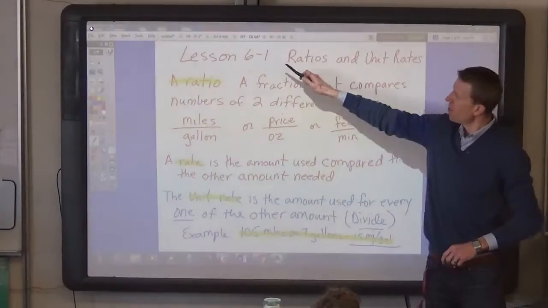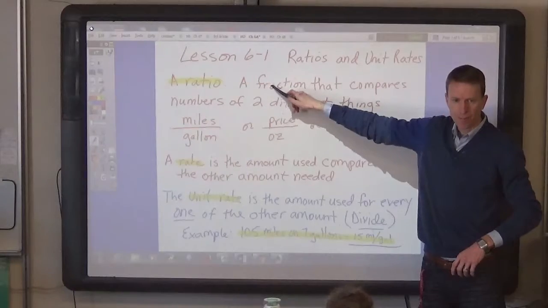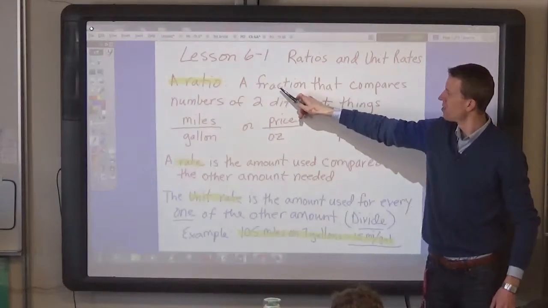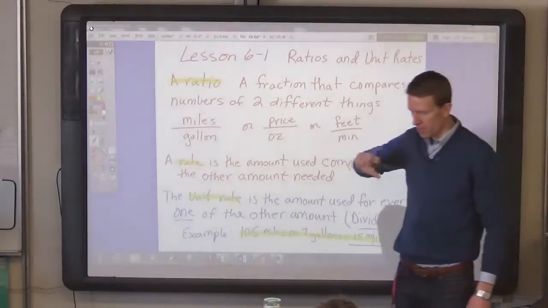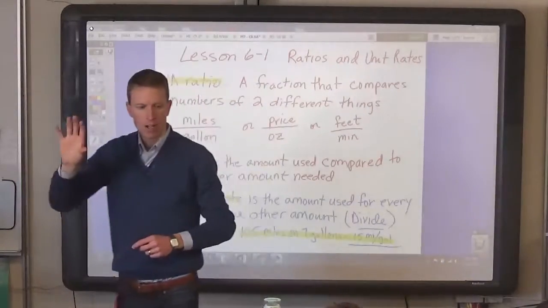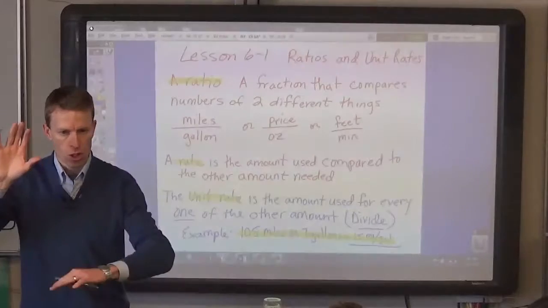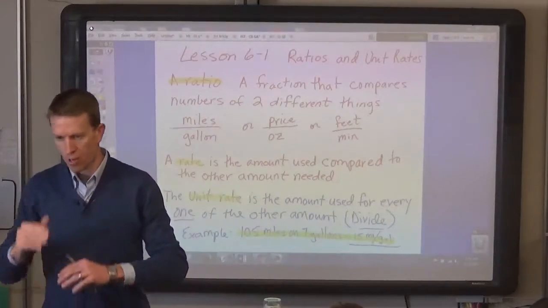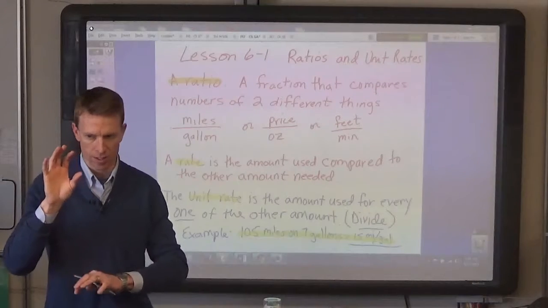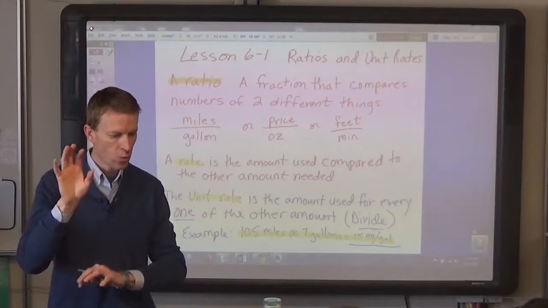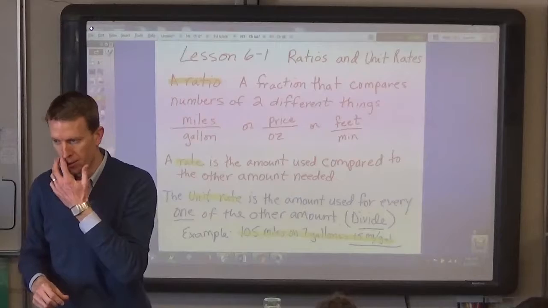So, in your notes, the first type of fraction we're going to talk about is called a ratio. And unlike a fraction where you have the number of parts over the total, where it's comparing the same thing, a ratio compares two different things to show which one is bigger, which one is more.